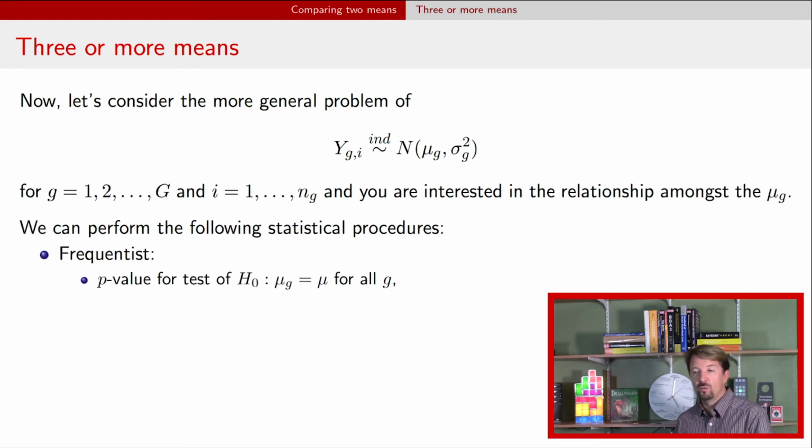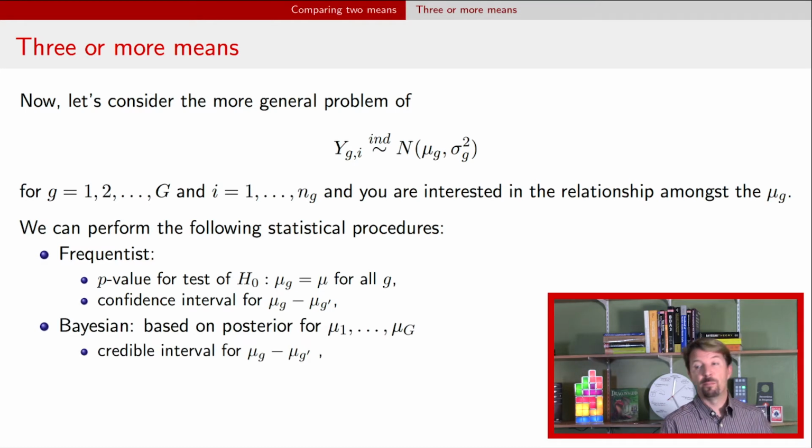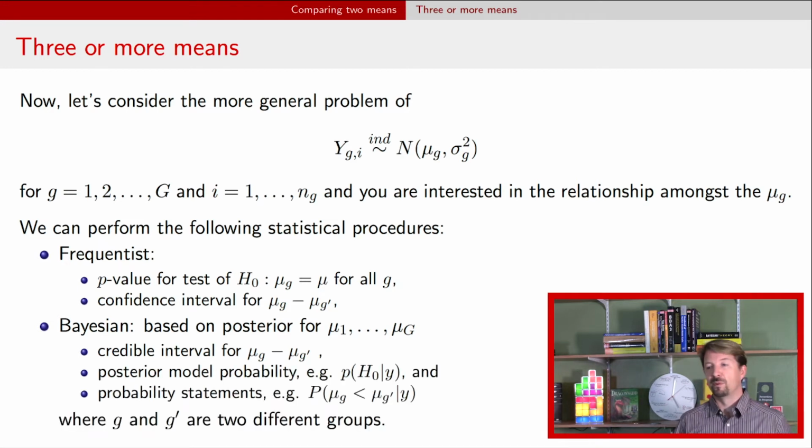Just like we had in a previous video about binomial proportions, we can first perhaps start with a test of equality of all those means. If we want to go further, we can start doing comparisons of individual means, either by p-values or confidence intervals. If we want to take a Bayesian approach, we can get posterior distributions for all of those parameters. We can look at credible intervals for differences. We can calculate posterior model probabilities. We can look at comparisons of two of those means at a time to see what our belief should be about one being larger than the other.